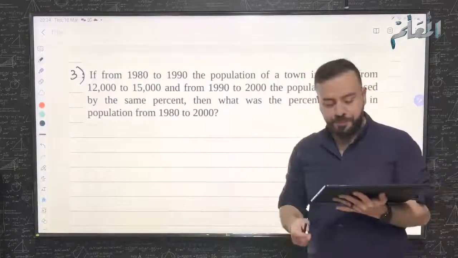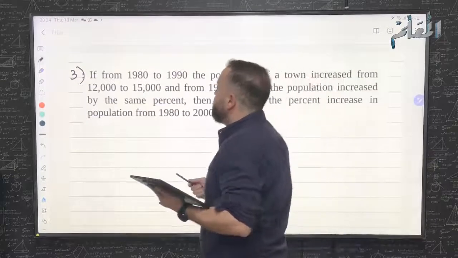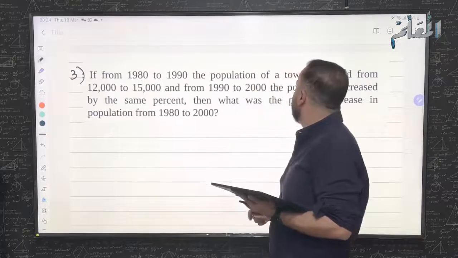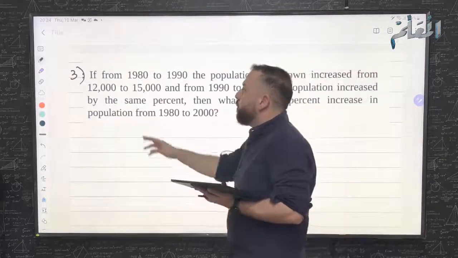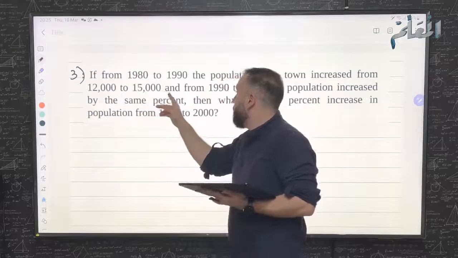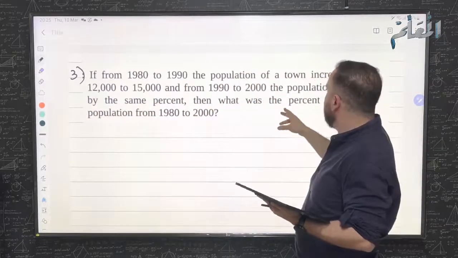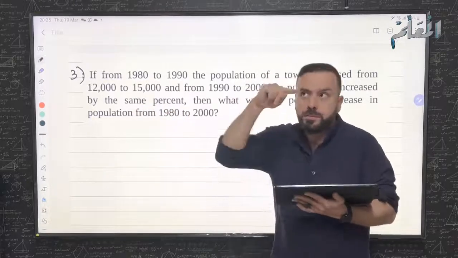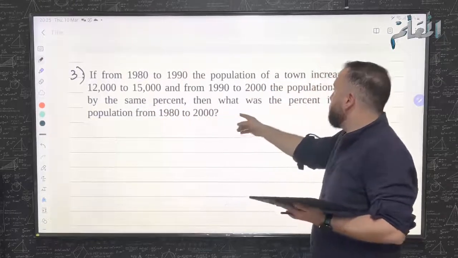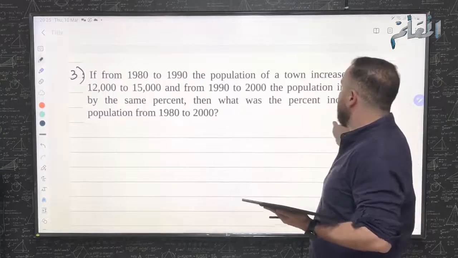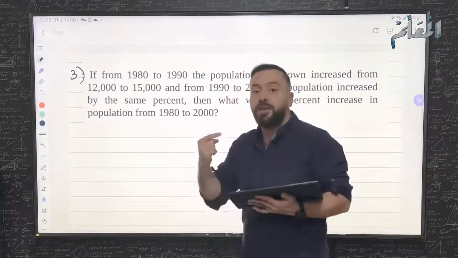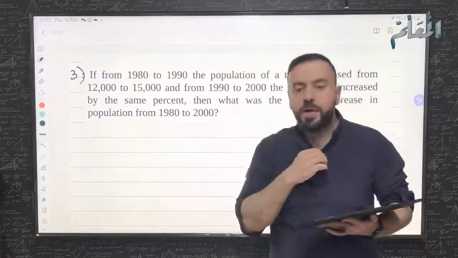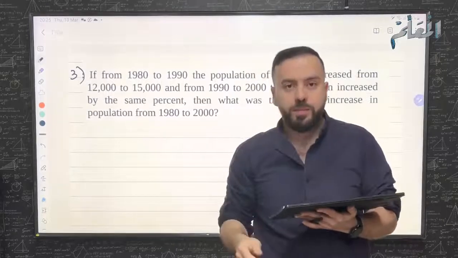Okay, question 3 now. The question tells you, if from 1980 to 1990 the population of a town increased from 12,000 to 15,000, and from 1990 to 2000 the population increased by the same percent, then what was the percent increase in the population from 1980, from the beginning till the end, which is 2000? Look, if you want to organize your work, work stage by stage.